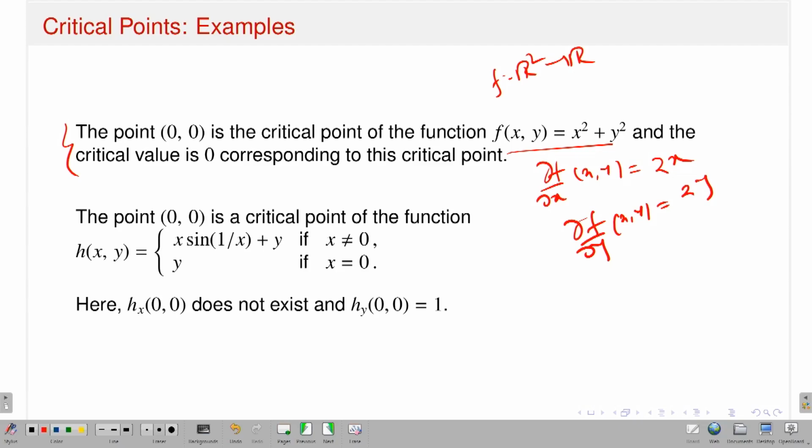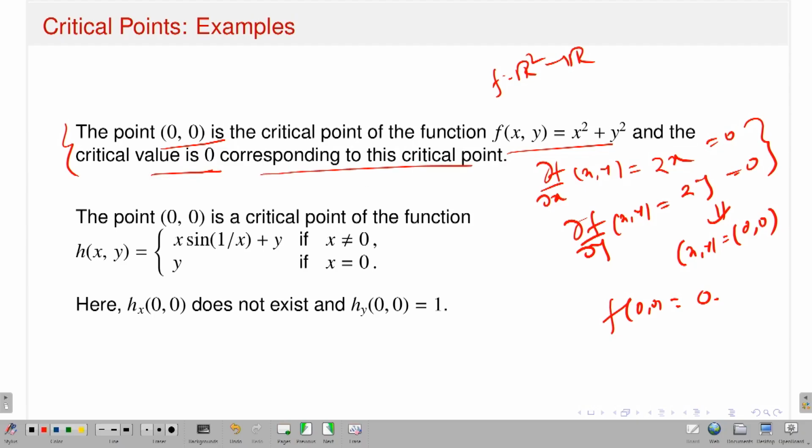Now I want a point where the first order partial derivatives vanish. This should be 0 and this should be 0, which implies the only point (x, y) is (0, 0). So the origin is the point where the first order partial derivatives vanish, and therefore it is a critical point. What will be the critical value? The value of f at that critical point, f(0, 0), which is 0 by definition. So the point (0, 0) is a critical point because the first order partial derivatives vanish there, and the critical value, the value of f at the critical point, is 0.